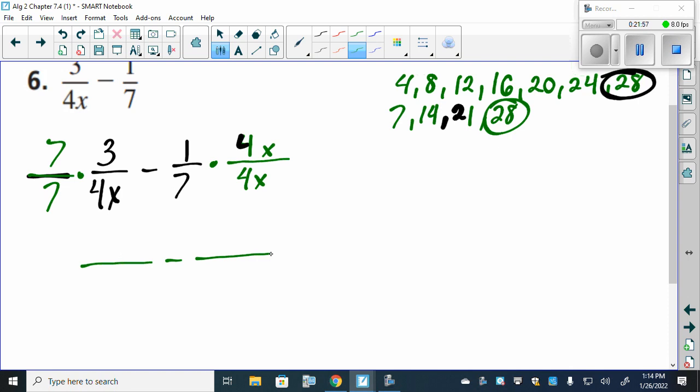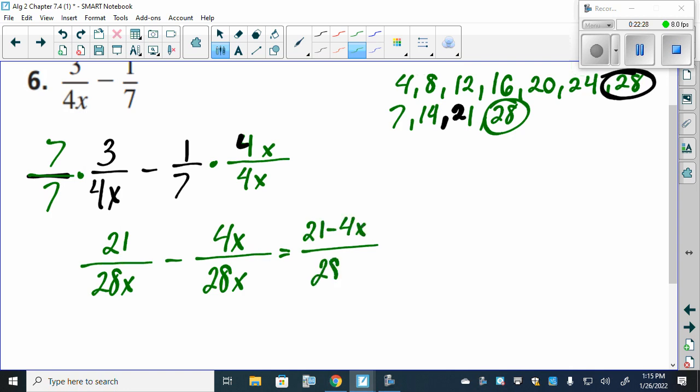Now in the denominator, 4 times 7 is 28x, and 7 times 4x is 28x. So we do have the denominators being the exact same. And we multiply the numerators: 7 times 3 is 21, and 1 times 4x is 4x. Well, we can go on and subtract them. So 21 minus 4x over 28x.